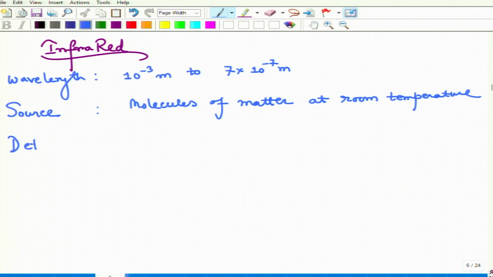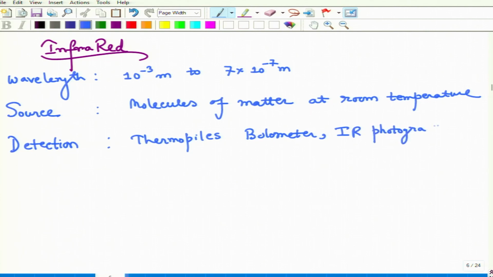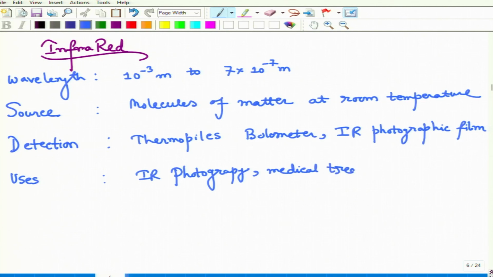Okay, what is the detection by which we can detect? That is thermopile, bolometer, or IR photographic film. That is the detection. Okay, and the uses. They are used in IR photography, several medical treatments, and vibrational spectroscopy.